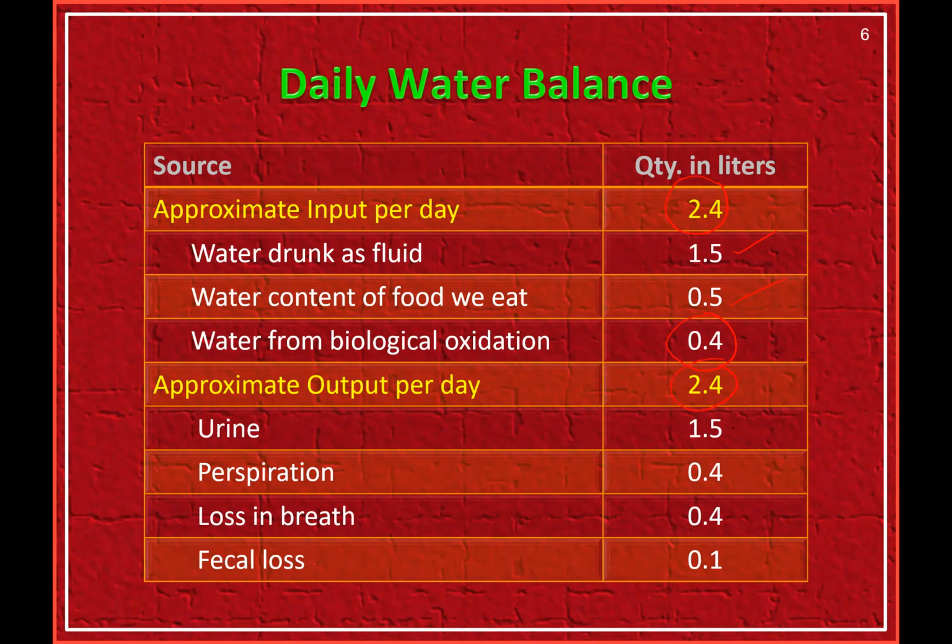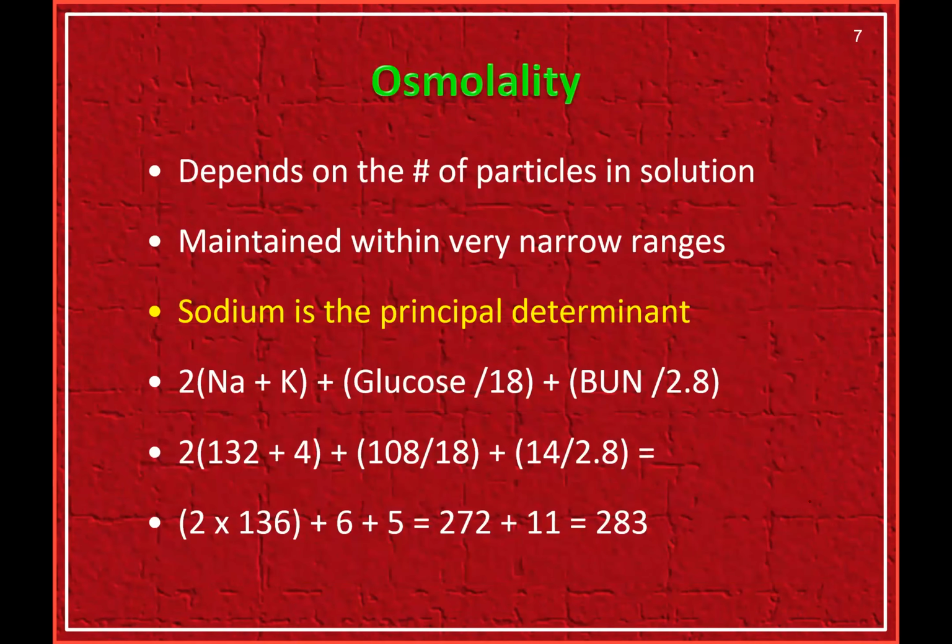Urine is around 1.5, perspiration around 0.4. Loss in the breath, respiratory loss of water, is usually not accounted for, and that is a significant loss of water through respiration. And fecal loss may be around 100 ml of water, unless the person is having diarrhea. So this is roughly the water distribution in input and output.